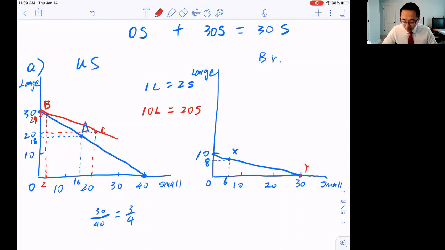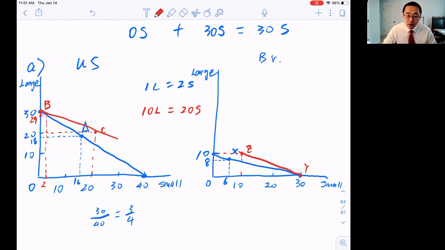What happened to Brazil? Well, let's look at it. Brazil produced 30 small airplanes, sold 20 to the US when we assume 10 large airplanes got traded. So they have 10 small left. They sold 20, they have 10 small left, but they also got 10 large back. So they are consuming at point Z, which is also above their PPF. In fact, if I connect Z and Y, this red line is their consumption possibilities frontier. So they are also better off.